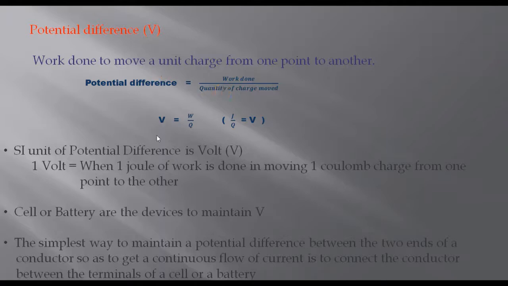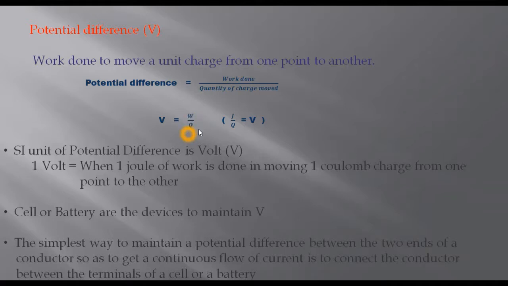So potential difference is represented by V. Work is represented by W. Charge is represented by Q. So V is equal to W by Q. That is, potential difference is equal to work done divided by quantity of charge. So you are getting this formula, right? V is equal to W by Q, where W is work done and Q is quantity of charge moved.